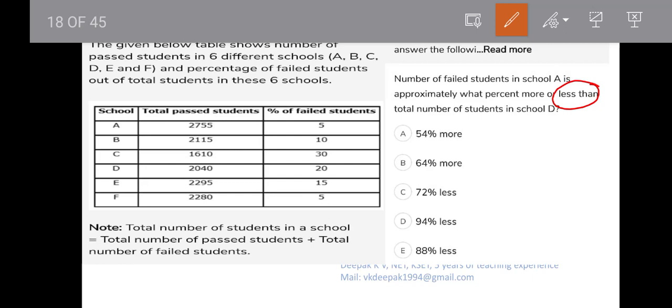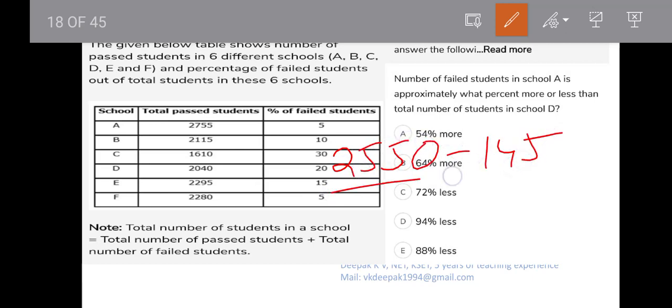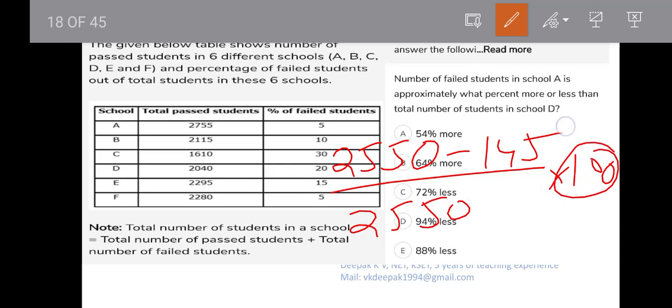So we will use the formula. The formula is difference divided by more value into 100, right? So 2550 minus 145, divided by 2550, into 100. How are you going to calculate this? Instead of using this 100 first, I am just going for this calculation.